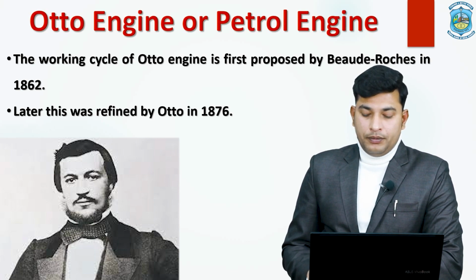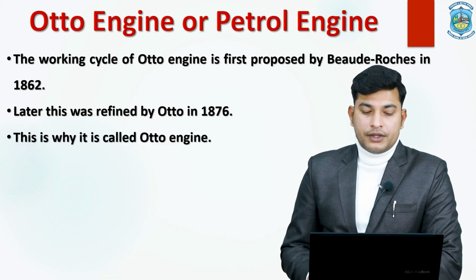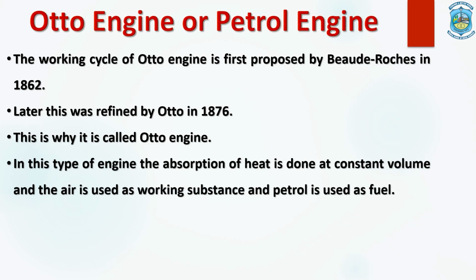So on his name, this particular engine is also known as the Otto engine. And since we are using petrol, it is also known as the petrol engine. So we have multiple names for this engine. In this type of engine, the heat absorption is done at a constant volume, so the volume of the cylinder does not change, it remains constant.